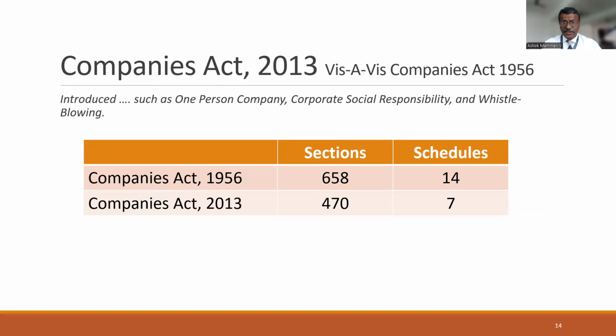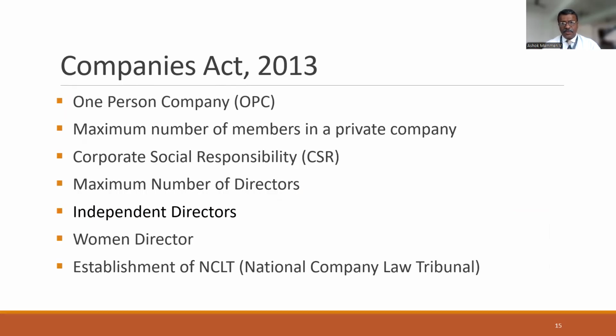So, Companies Act 2013. Let us have a comparison with the Act of 1956. At that point of time, there were 658 sections and 14 schedules. It was cut down. In 2013, it came down to 470 sections and 7 schedules. Okay. What are the important highlights of Companies Act 2013?